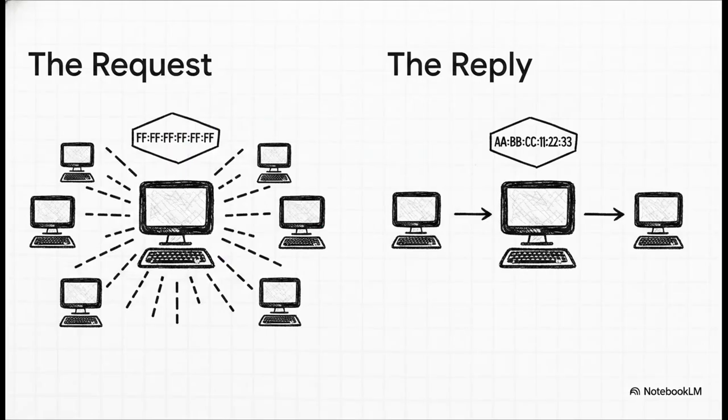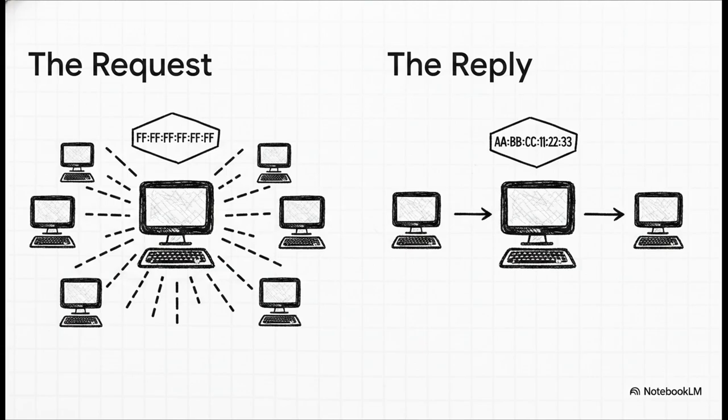Let's focus on the two most critical parts of this conversation. In the request packet, when the sending computer shouts, look at the destination address. It's a special address made up of all Fs. This address is the universal signal for everyone. You can think of it like the "to all" in a company email. It guarantees that every single device on that local network gets the message.